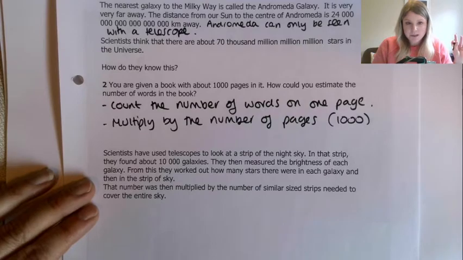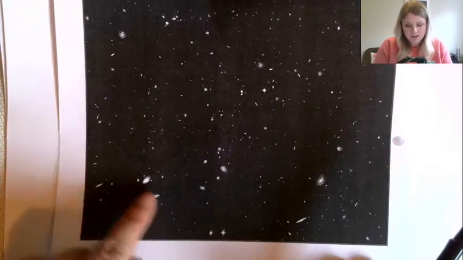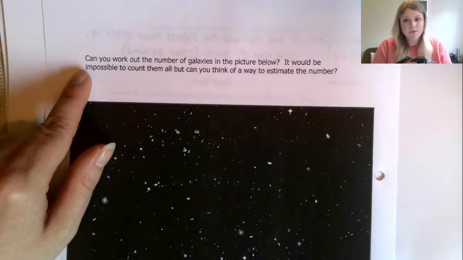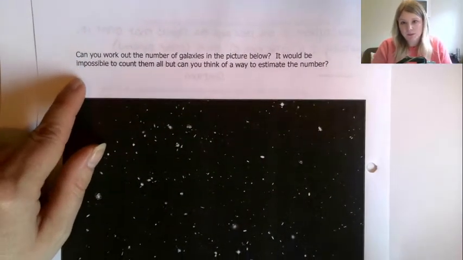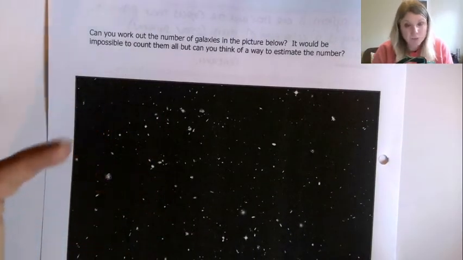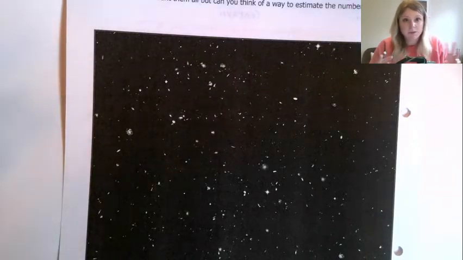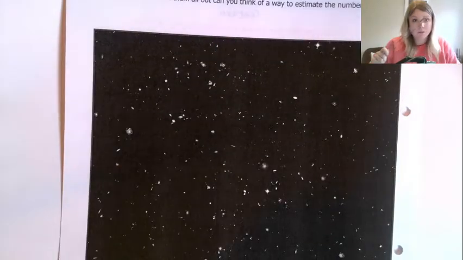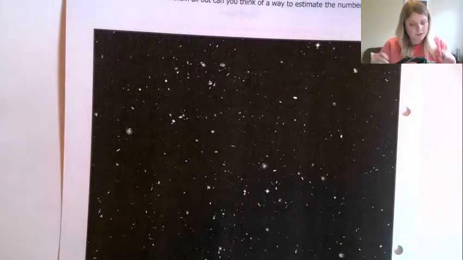So we're going to do a little bit of practice of that technique, right? If you turn over to page 160, you've got this picture here which shows lots of stuff going on, and we're being asked, can we work out the number of galaxies in the picture below? So I'm not asking you to sit and count every tiny dot in this, right? We're going to use the same technique. We're going to split this up into equal sized sections, count the galaxies in one section, and then multiply by the number of sections. So I've got my ruler so that I can split it up equally.